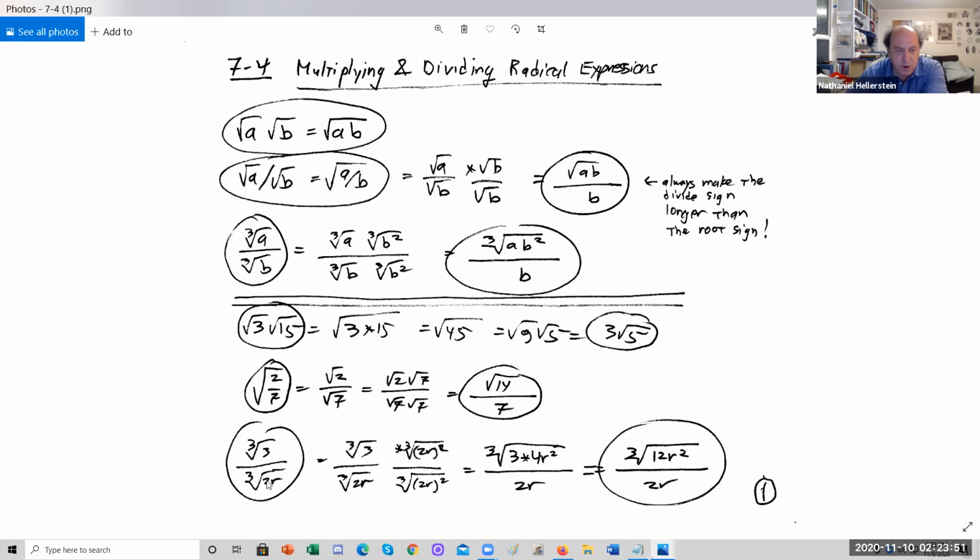You have a cube root of 3 divided by the cube root of 2r. Well, I'll multiply above and below by the cube root of the square of 2r. So cube root of 2r times the cube root of the square of 2r comes out to 2r. And cube root of 3 times cube root of the square of 2r is cube root of 3 times 4r squared. And so you get cube root of 12r squared, all that divided by 2r.